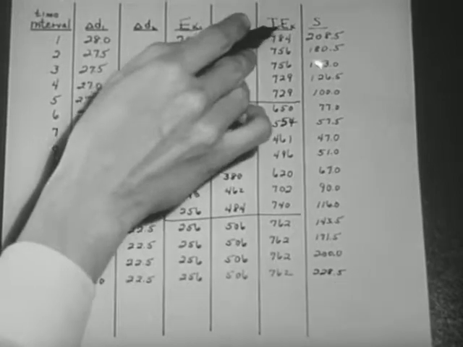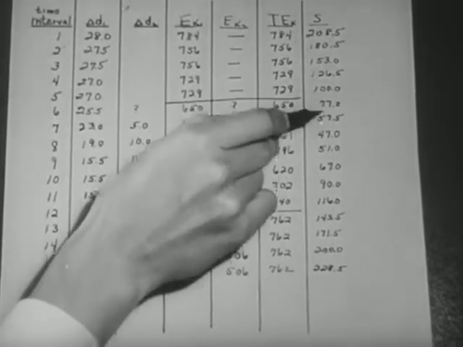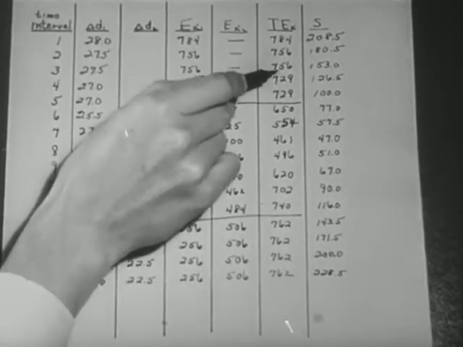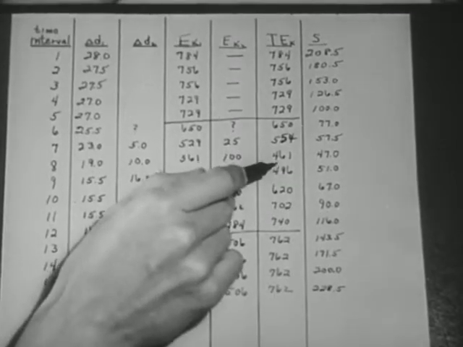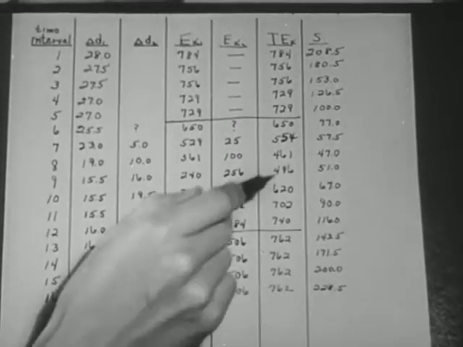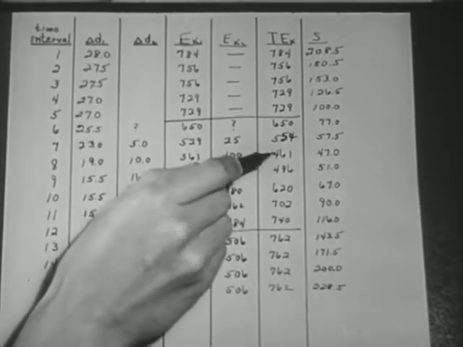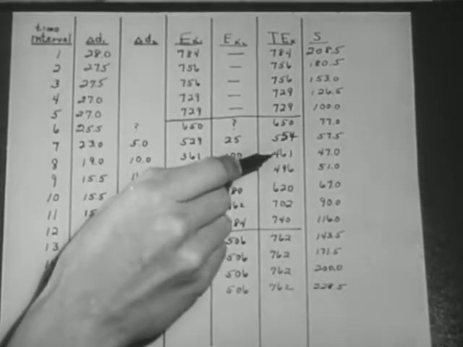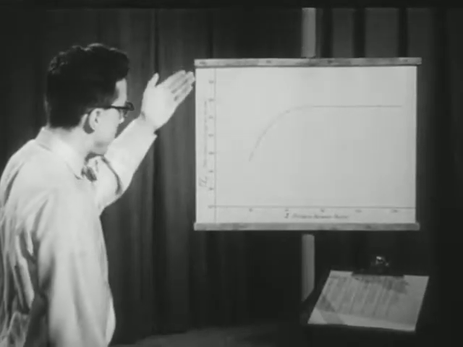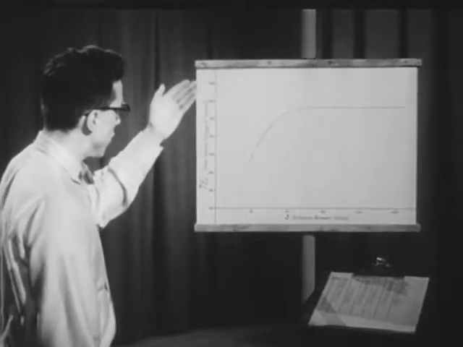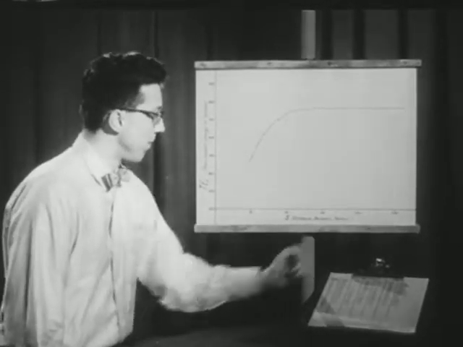Now, just by looking at this data, we can see that as the pucks got closer together, the energy decreased. As the pucks moved farther apart, the kinetic energy increased. And here, where the pucks were closest together, the total kinetic energy was the least. Once again, I've plotted this data. Here is the graphical representation of the total kinetic energy of the system versus the distance between the pucks.